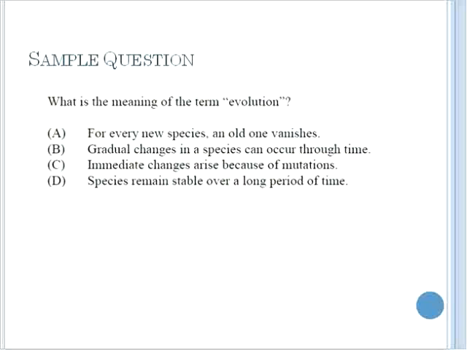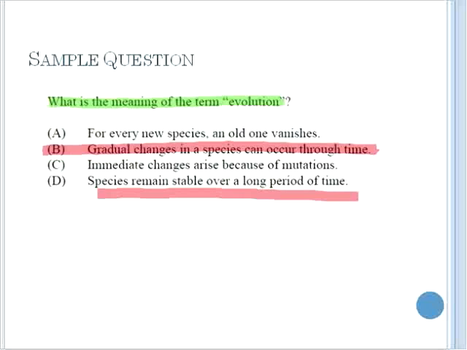In past public examinations, questions have been posed on this topic. I present the following. What is the meaning of the term evolution? Evolution is change over time, gradual change over time. The correct answer is B, gradual change in species that can occur over time. It is not stability of a species. It is not immediate changes, nor is it for every new species an old one vanishes. The correct answer is indeed B.